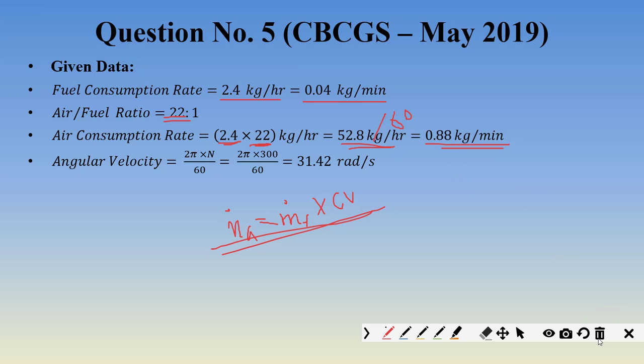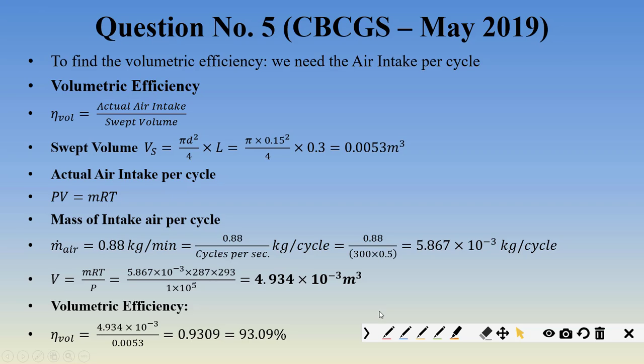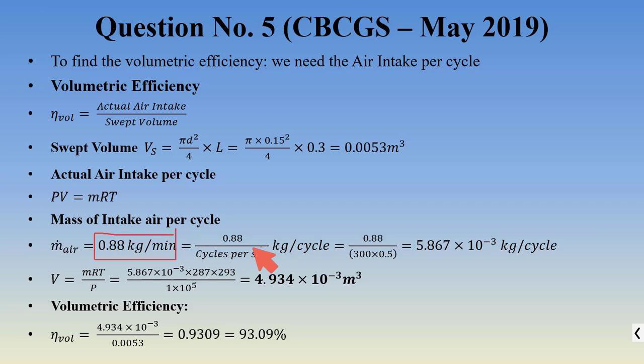So this is the air consumption rate per minute, but we are not interested in per minute, we are interested in per cycle. So we do what? We divide this air flow rate in minute by the number of cycles in 1 minute.